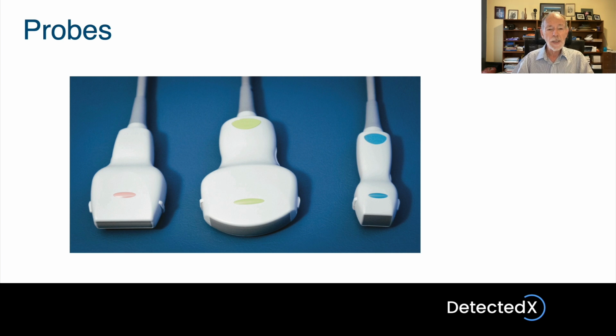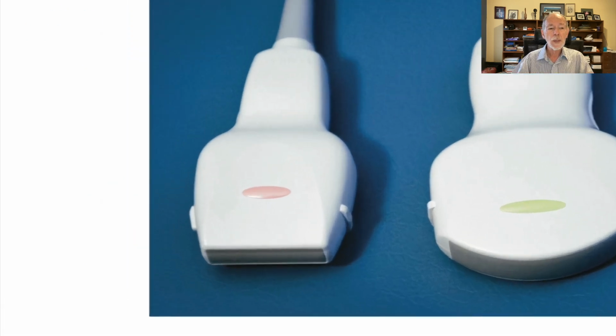Here are the three standard probe types for external use. We have a linear probe on the left, then a curved probe in the center, and a phased array or sector probe on the right. I'll discuss how each of these scans the beam in order to build up an image in just a moment. But first, let me just talk about the typical application areas for each of these probes.